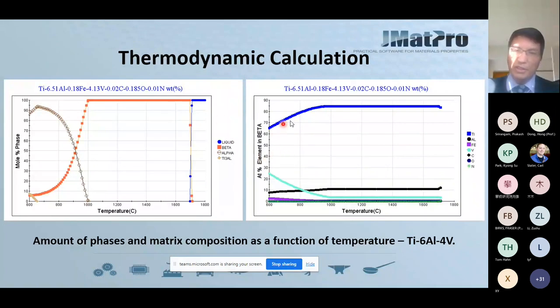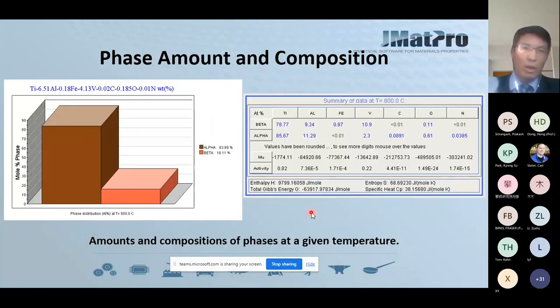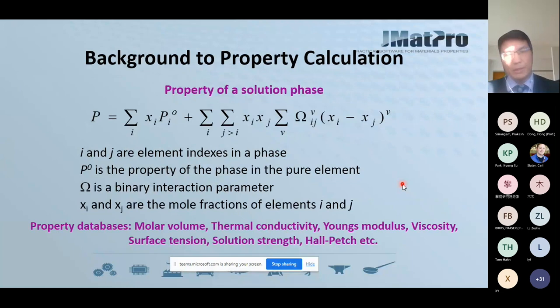And the composition of each phase, for instance, for this titanium Ti-6Al-4V alloy here, using the beta phase as an example, shows how it changes with temperature. So if you choose a fixed temperature, let's say 800, you will see the amounts of alpha phase and beta phase are 84% and 16% respectively. And the composition of the alpha and beta phases can also be provided. And based on such information, let's say if you know the composition of one phase, then we use this approach.